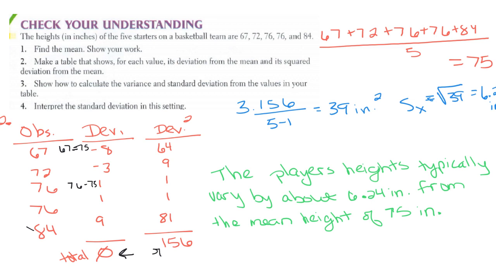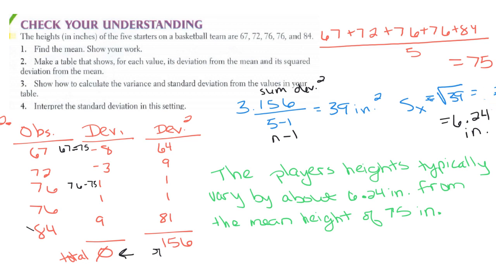My variance is divided by n minus 1. So I take that sum of my deviations squared, divide it by n minus 1. I get 39 inches squared. So to find the standard deviation, I need to take the square root of those 39 inches squared. So you get 6.24. Now I'm back down to actual inches, not units that are inches squared.